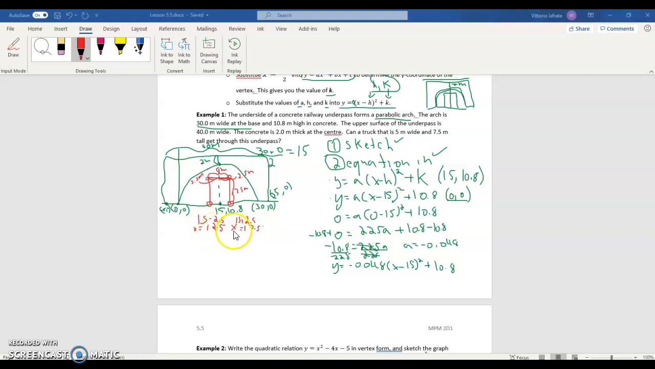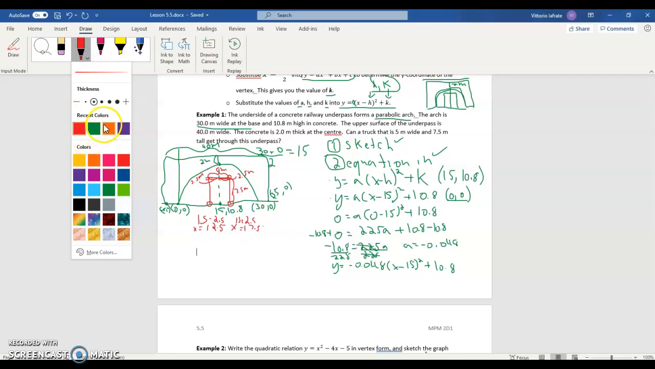This is 5.5 part 2. We're going to finish example 1 that we started in the previous video. So remember, we were trying to see if a truck could fit through a bridge that formed an arch.